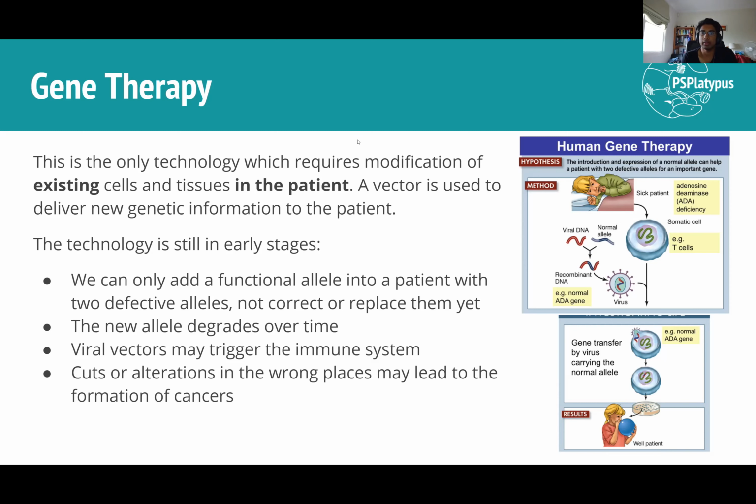And there are more errors there. So if we use a viral vector, which is one of the ways that we can currently do it, we might just have an immune response against it. We can have cancer, and we can have degradation over time because this is still foreign DNA that we're introducing.